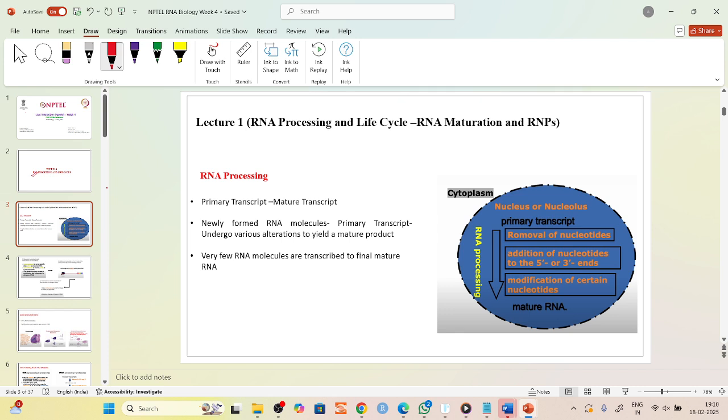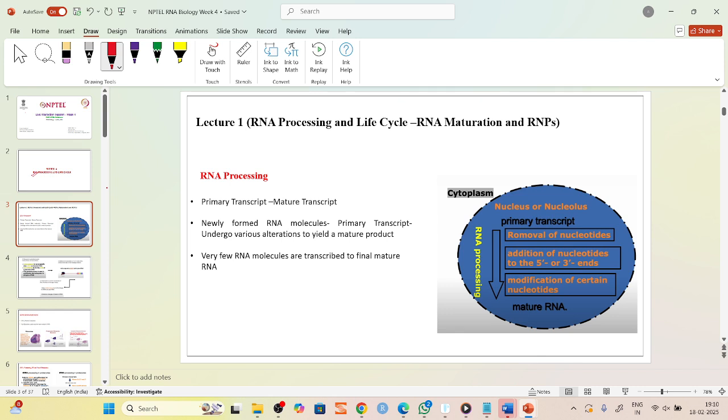So your primary transcript is formed in the nucleus, and this primary transcript undergoes certain RNA processing events which ultimately convert this primary transcript into a mature RNA. And once this mature RNA is formed, only then does this RNA come out of the nucleus into the cytoplasm. Fine. So there are three major modifications that happen which convert this primary transcript into a mature mRNA.